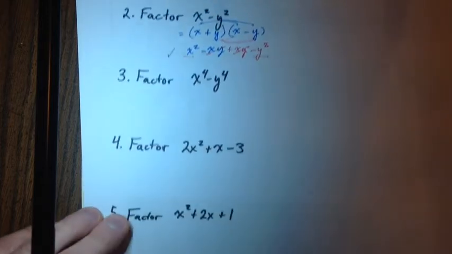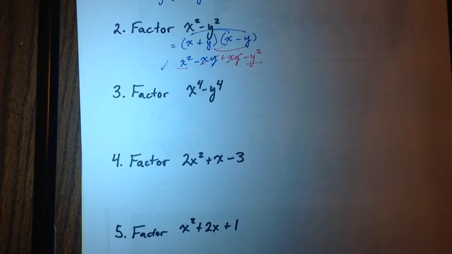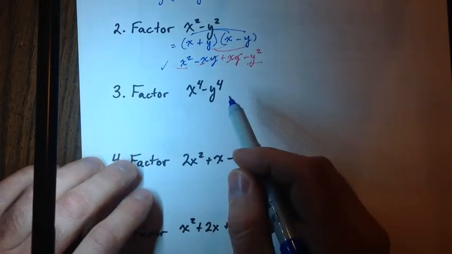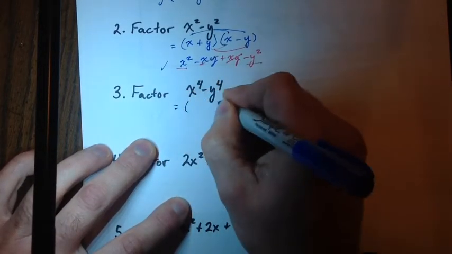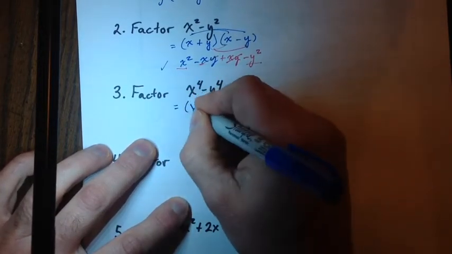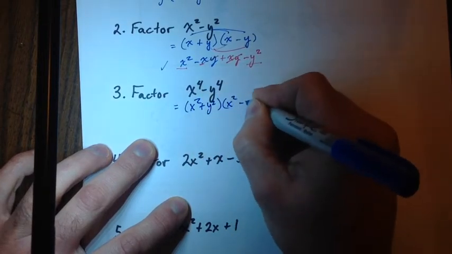Number 3. Number 3 is similar to number 2. You'll notice we have two perfect squares here. X to the fourth and y to the fourth are both perfect squares. So we can factor this as x squared plus y squared and x squared minus y squared.